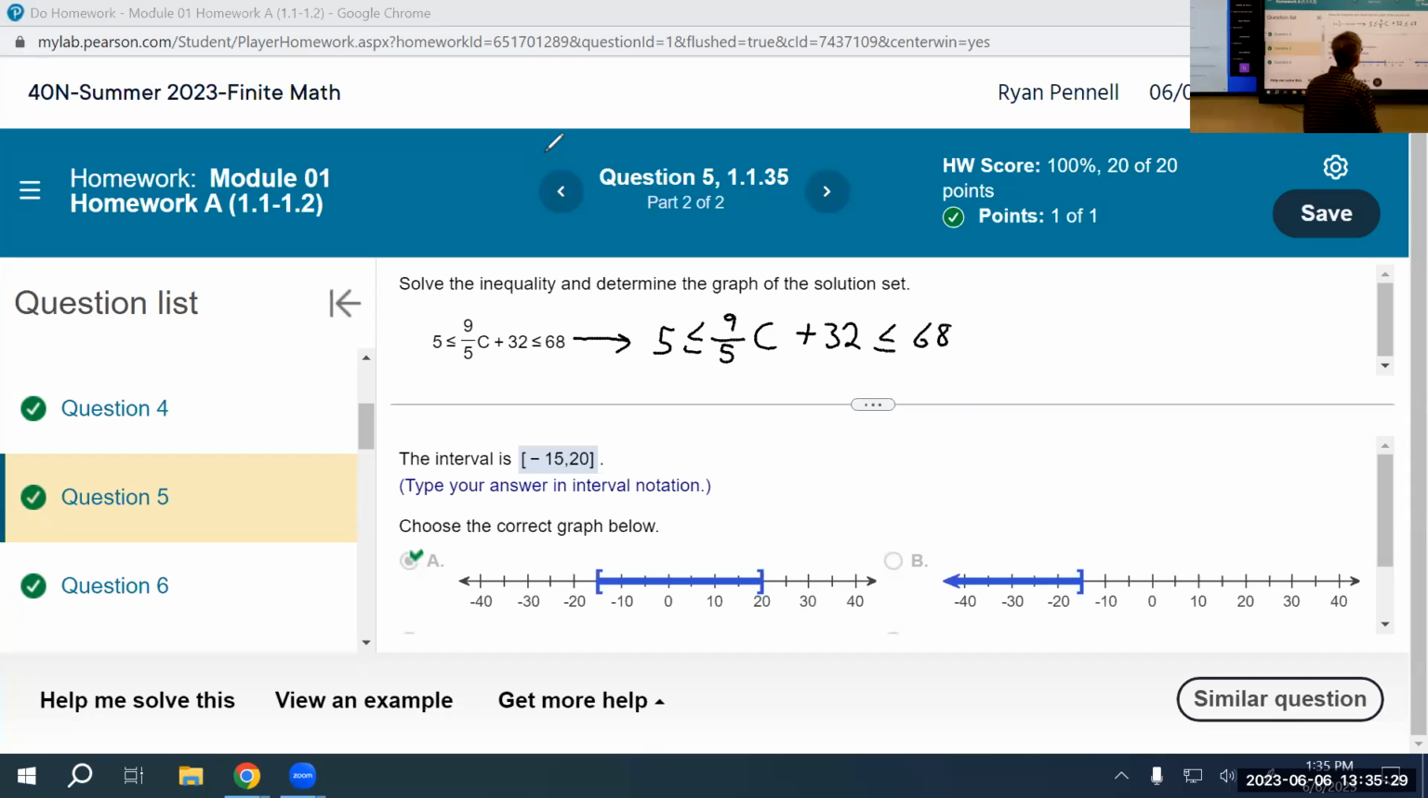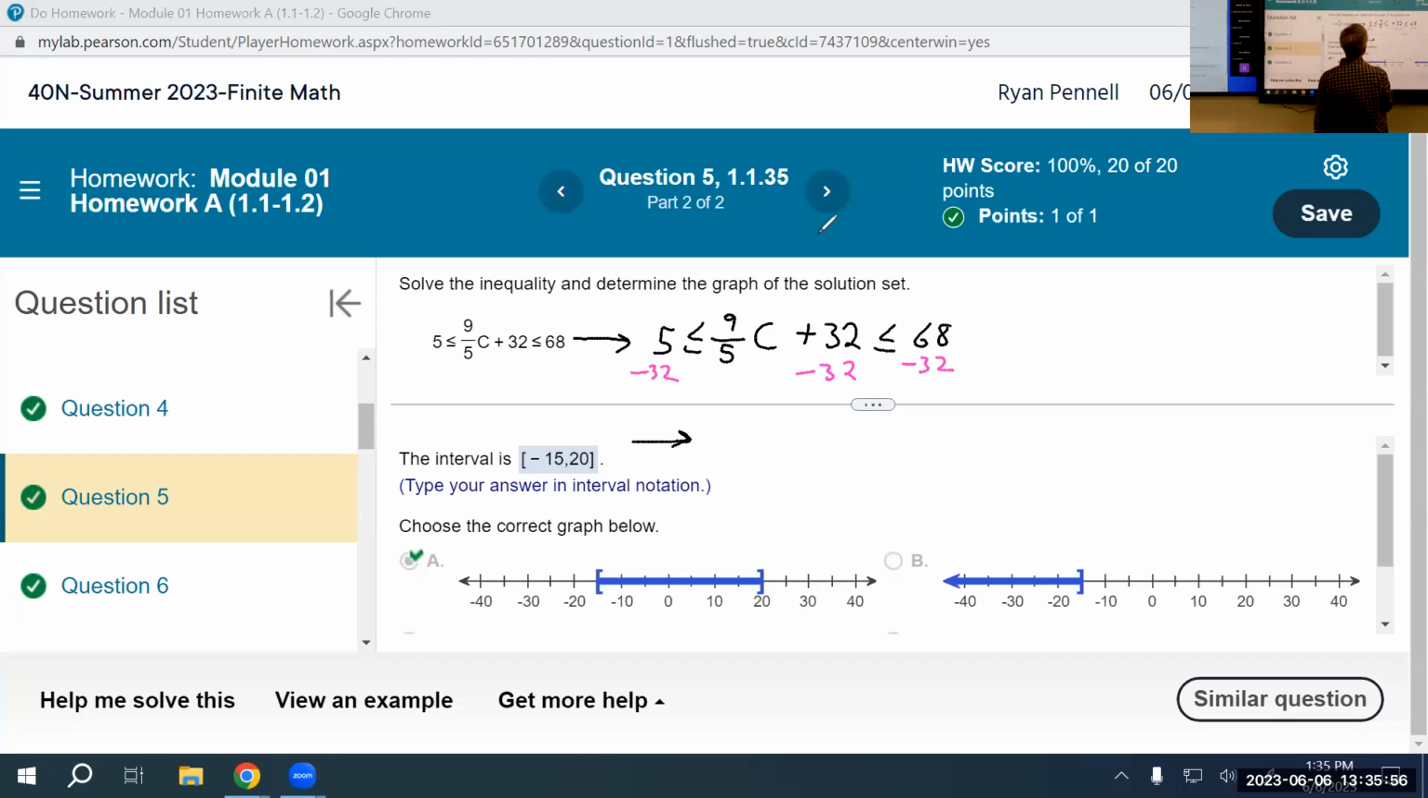But why do I want to subtract 32? The reason I want to subtract 32 is because I'm trying to get that C by itself. Okay. So the first thing to do is to get rid of any other numbers that are possible. So I'm going to subtract 32 on everybody. That will get me where I want to go.